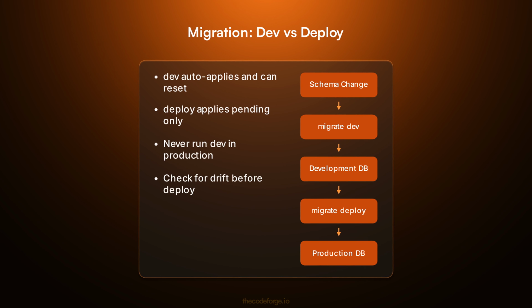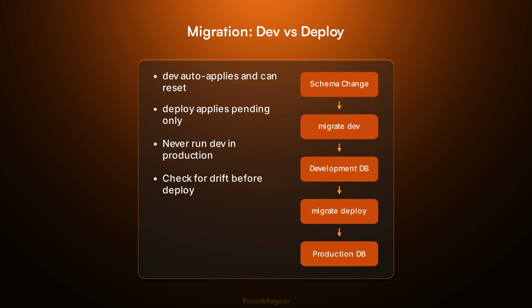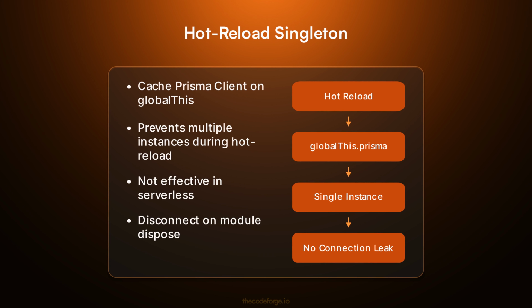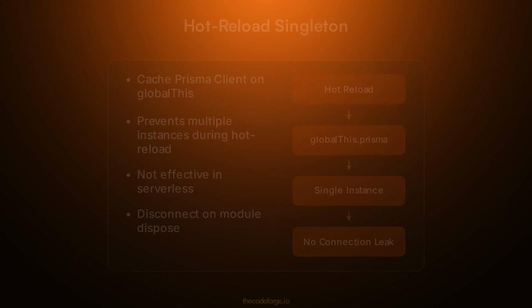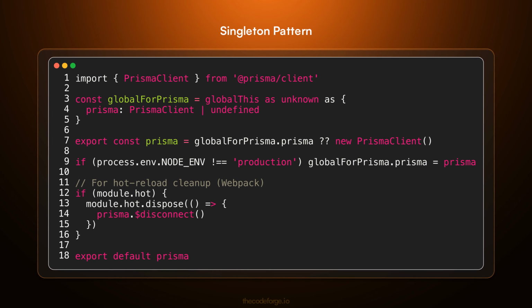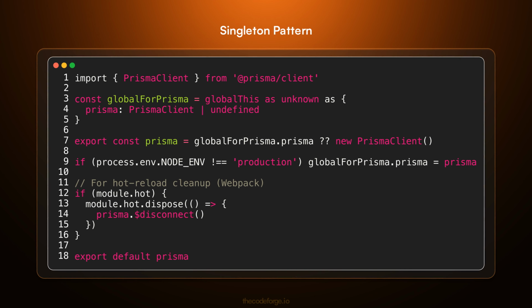Use Migrate Dev for development and Migrate Deploy for production. They behave differently. Dev can reset your database. In development with hot reload, cache the Prisma client on globalThis to avoid connection leaks. This pattern ensures only one Prisma client instance exists during hot reload.